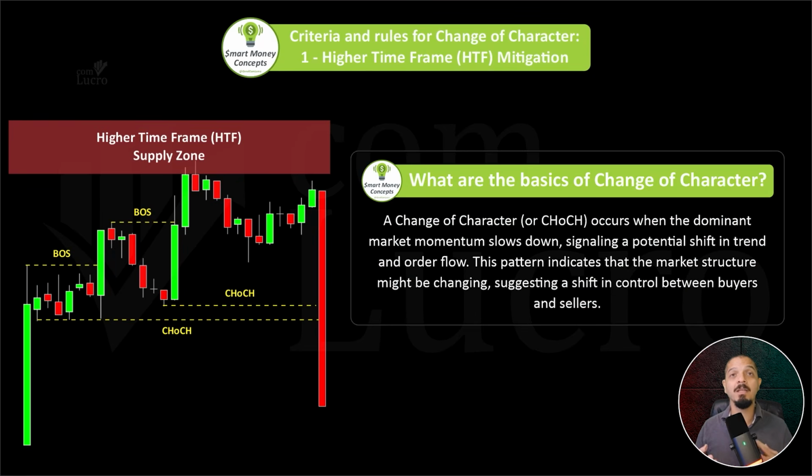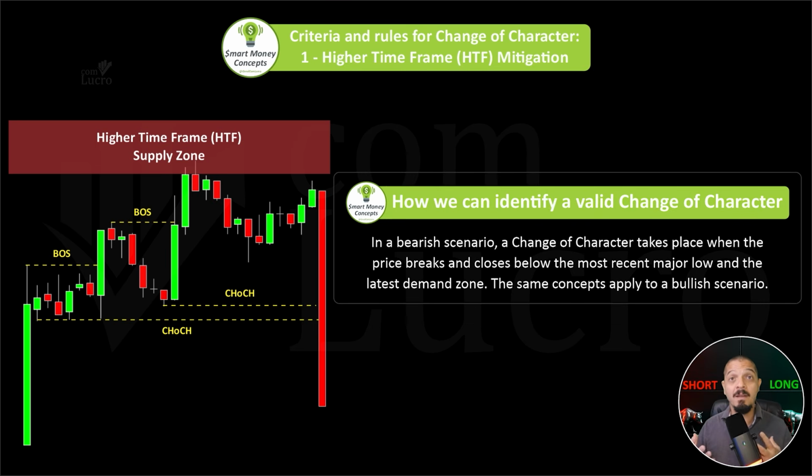A change of character occurs when the dominant market momentum begins to fade, signaling a potential transition in trend and order flow. Technically, it appears as a break in the most recent structure, suggesting that the market environment may be changing. Now, let's see how we can identify a valid change of character in the market. In a bearish scenario, a change of character takes place when the price breaks and closes below the most recent major low and the latest demand zone.